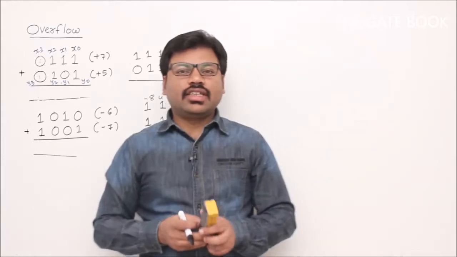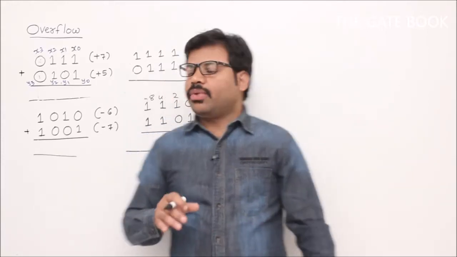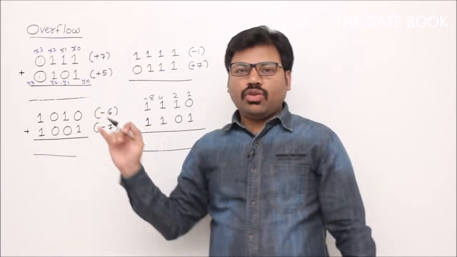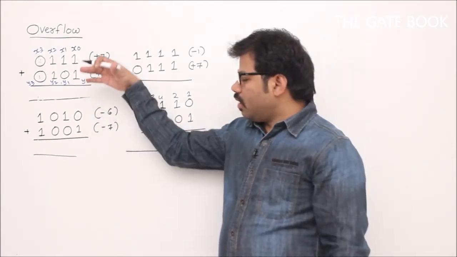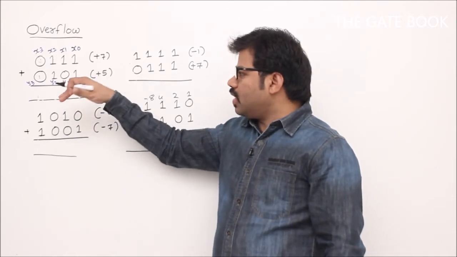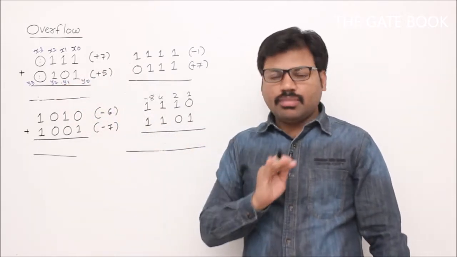Now we'll see the overflow condition in 2's complement addition. For example, let's say you are adding 4-bit numbers. When you are adding 4-bit numbers, why does overflow come? When the sum is not representable with 4 bits, then you get overflow. That is a simple idea.